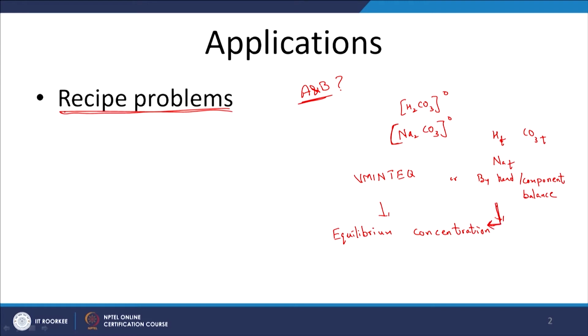So this will work fine whenever you are looking at engineered systems, right? Let's say I am conducting an experiment. I know what it is that I am putting in initially. I want to know the pH that I would expect, or the alkalinity that I would expect, or acidity I would expect, and so on, right? So that will help with your engineered systems.